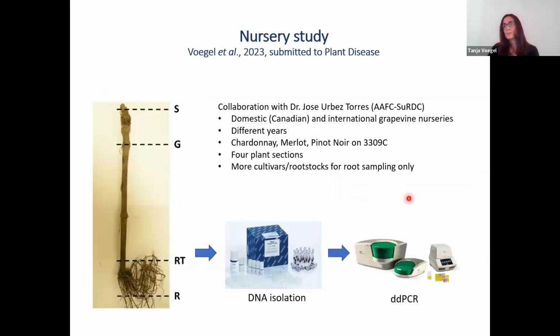So we used this methodology in a nursery study, and this has been a collaboration with Jose's lab in Summerland. They have collected nursery material from different domestic and international grapevine nurseries, and the material came in from different years, but it was mostly Chardonnay, Merlot, Pinot Noir, and it was on the same rootstock. Jose's lab has divided the nursery material into 4 different plant sections: the roots, the base, the graft union, and the scion. And they then isolated DNA that we used in our ddPCR methodology to quantify the bacteria that we found. In addition to the material that we received from Jose, we've also had some of our own samples, mostly root samples, that we've analyzed using the same method.